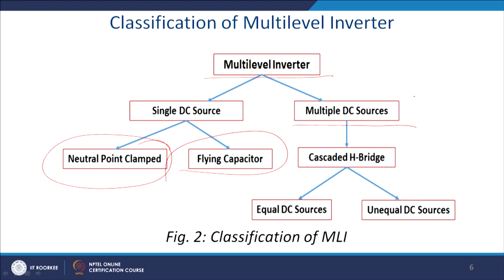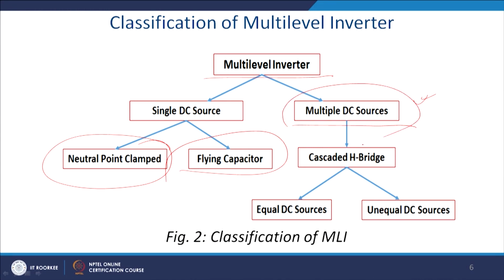So, there is research to provide a single source based multi-level inverter for the cascade H bridge, but that we are not discussing here. This is one of the solutions we look for in solar cells, because solar cells can individually generate power. So, thereafter this can be a cascade H bridge multi-level inverter.